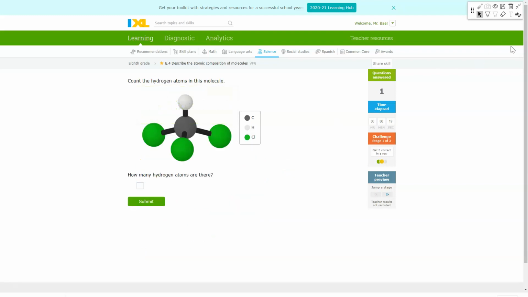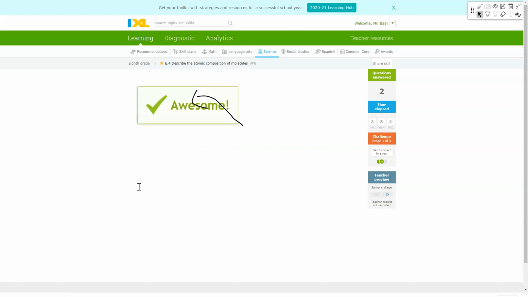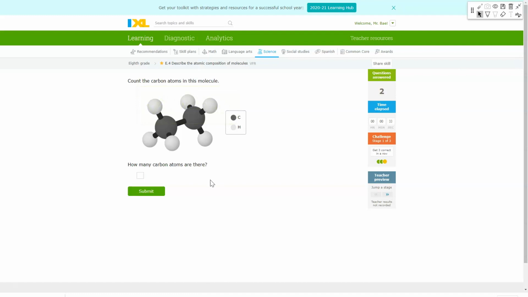For the second one, they're asking for hydrogen, and there is only one. So you just need to type in 1 for that one there. For the next one, it's asking for the number of carbon atoms. Carbon atoms are represented by the darker gray balls, and you see 2 of them, so you're going to type in 2 right there.